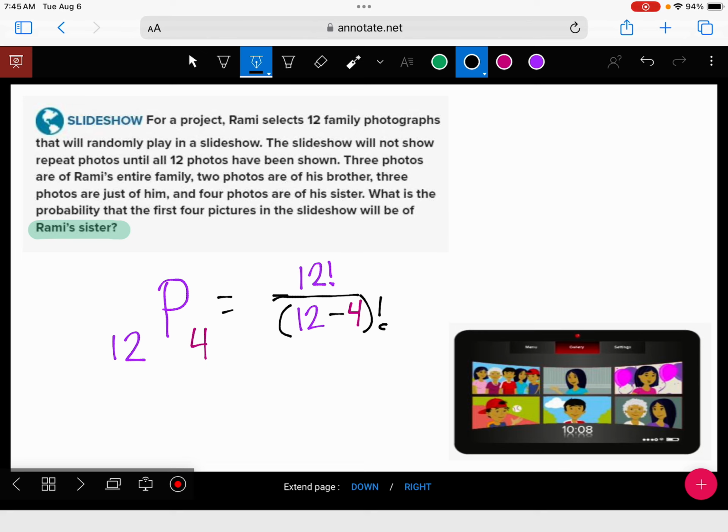All right, so before I start trying to type out 12 factorial, because, ew, I want to simplify the bottom one. So I've got 12 factorial over 12 minus 4. We can do that. That's 8. So now our bottom is 8 factorial.